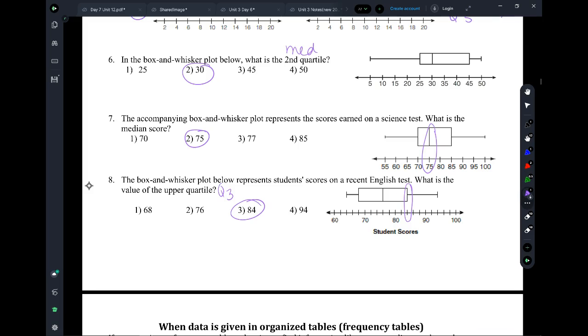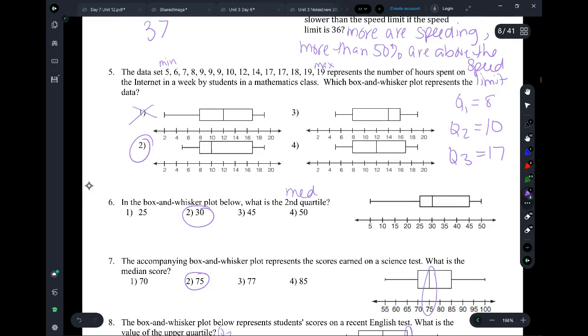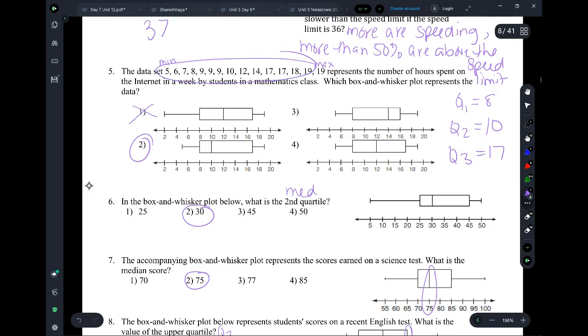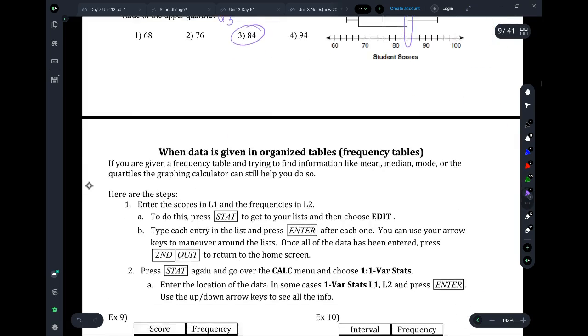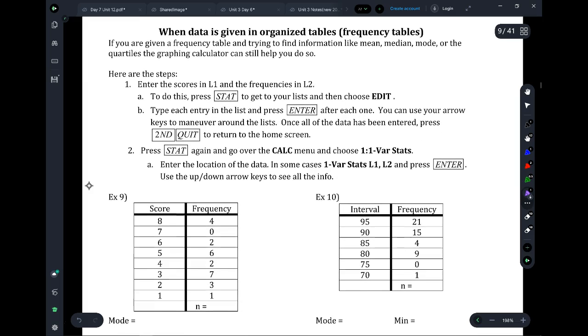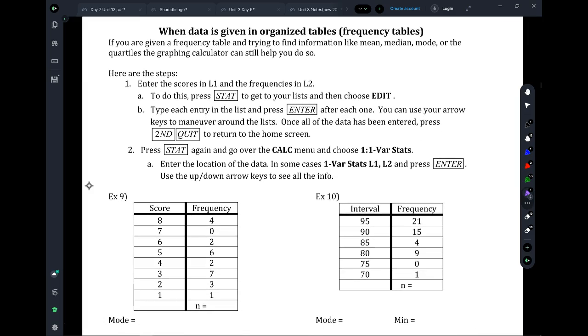All right, so that's great if they give me a long list of numbers like number 5 did. But sometimes when we have repeats, like this one had repeat 17s, this one had repeat 19s, this one had repeat 9s, sometimes if we have things that are repeated multiple times, like even more than just 2 or 3 times, it's easier to organize it in something called a frequency table. And that's where we actually are now going to have something put in L2 as a frequency.